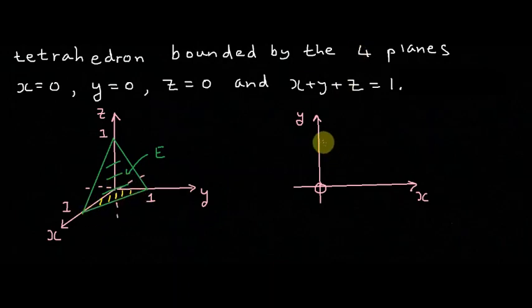So let's just draw the line. And we can see that the line also intersects the axes at 1 and 1. And of course, the equation of this line is just going to be y equals negative x plus 1. And we're looking at this region in the xy plane.